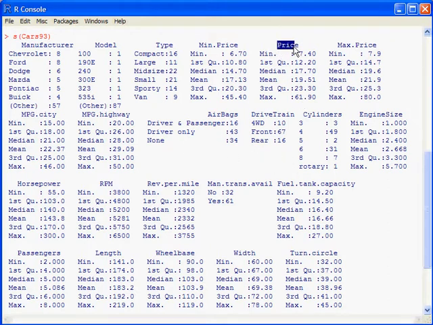So in order to explain the price, maybe people might be willing to pay for better gas mileage. Maybe they're willing to pay for airbags. Again, this is in 1993, so not all cars had airbags. Maybe people are willing to pay different amounts for different types of drivetrain, front wheel drive, rear wheel drive, or four wheel drive, cylinders, engine size, and horsepower.